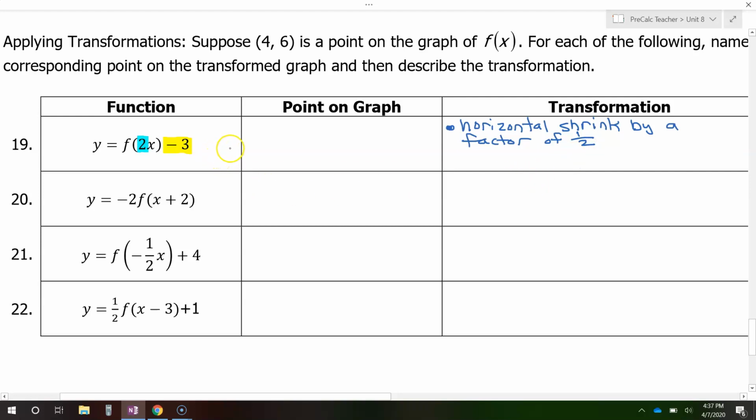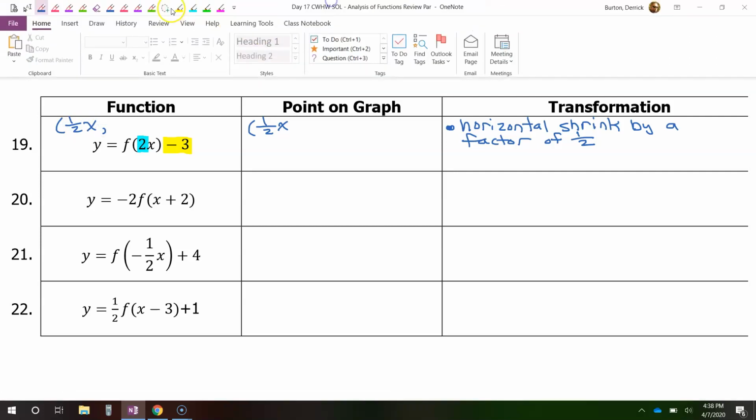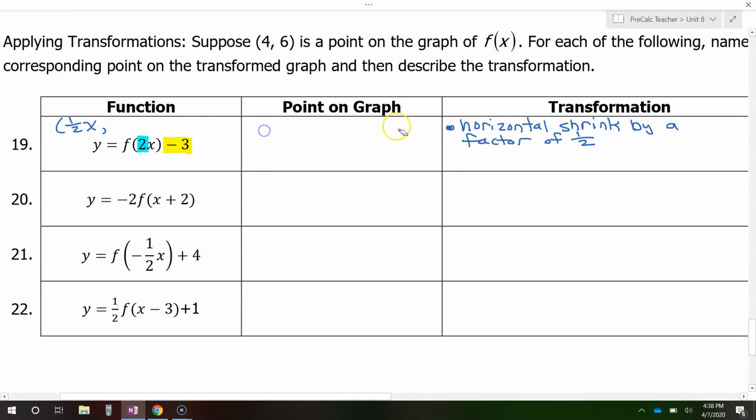Now, for that reason, when we have to transform any x value, we're going to wind up doing 1/2 times the x value. Maybe I should put that over here. Okay, we're going to wind up doing 1/2 times the x value. I'll just put that over here. I might need the space for work.